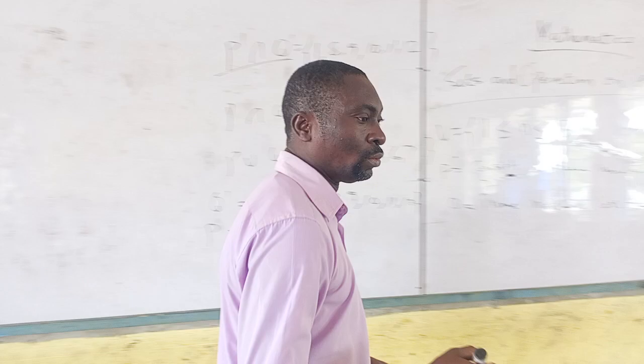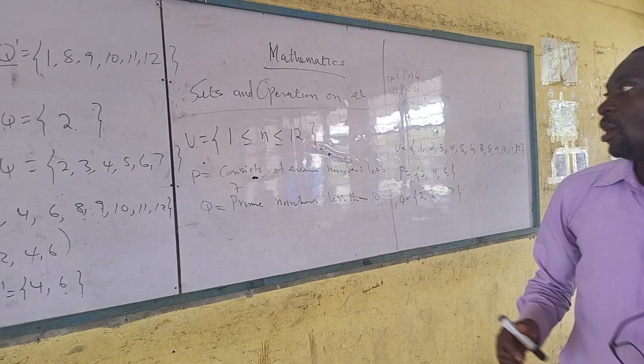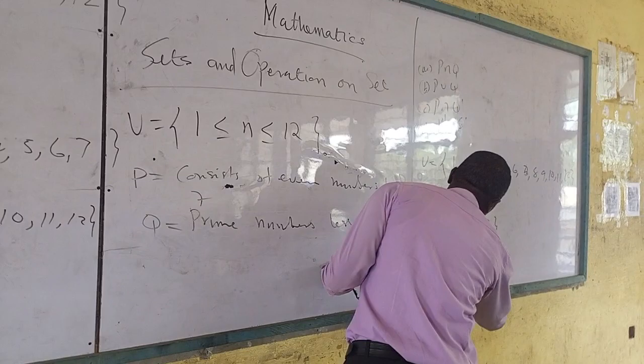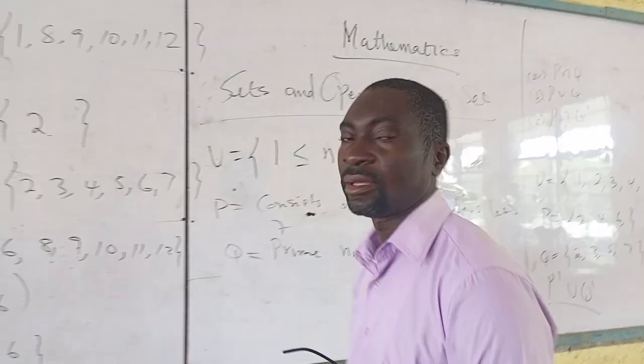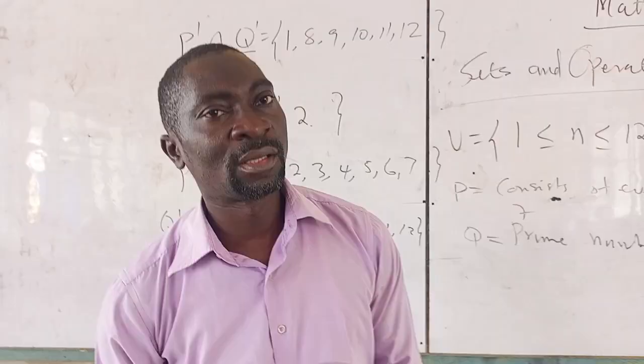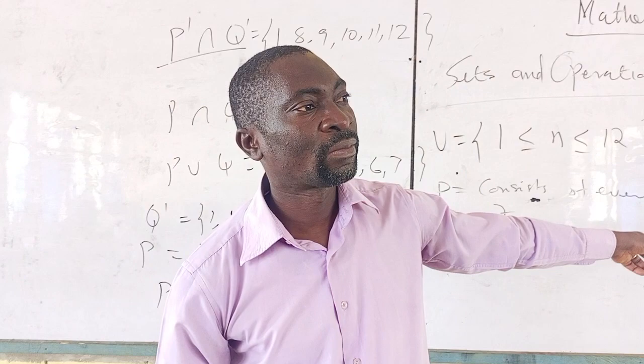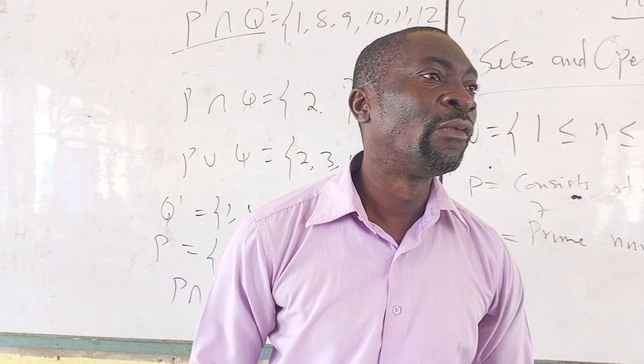So we are going to do the next example and you are going to find that one. Find P complement union Q complement. So first you have to find what? P complement. Then? Q complement. Then after that you do what? You find the union. Yes.